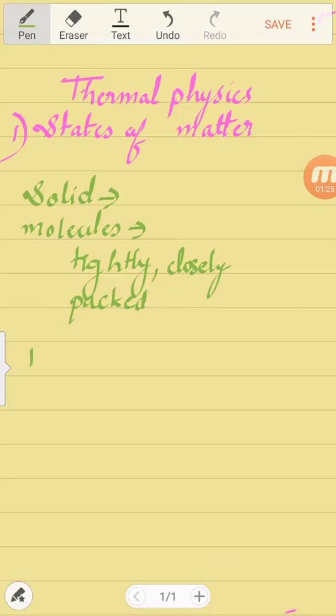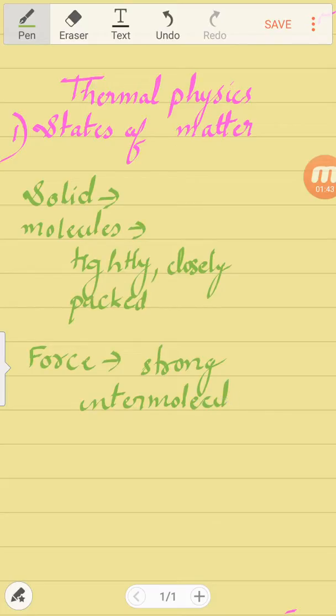Okay, and what about force? Strong intermolecular force. Which force is present here? Strong intermolecular force. You have to write this. Like in IGCSE, if they ask you to write the definition of solid, you have to write this point. Otherwise, you will not get marks.